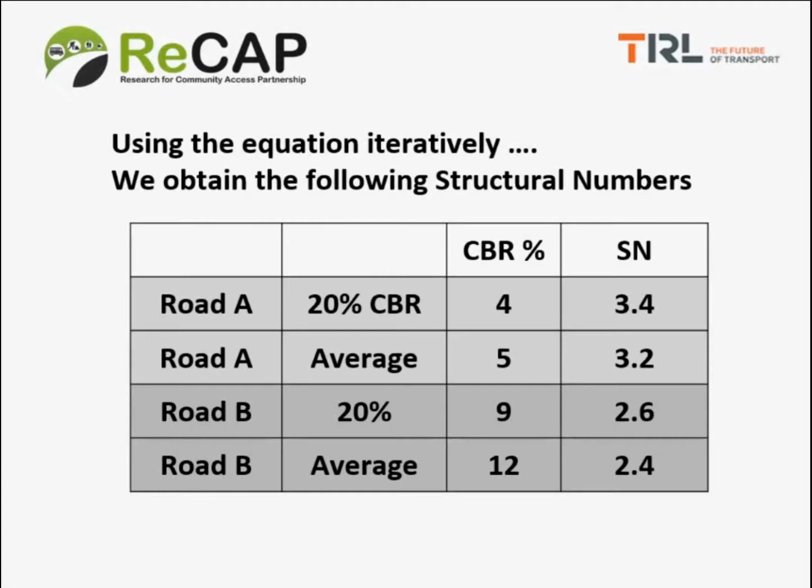Obviously, you can program the equation into your spreadsheet and do it yourself really quite quickly. As I say, there's only those 4 variables that we've discussed already, so it's quite easy to do. And if you do it, you'll find that these are the results we get for road A using the 20th percentile CBR. We get a structural number of 3.4. If we use the average CBR, we get a structural number of 3.2. For road B, which as you know is stronger, the required structural number is 2.6 or 2.4, considerably lower than for road A.